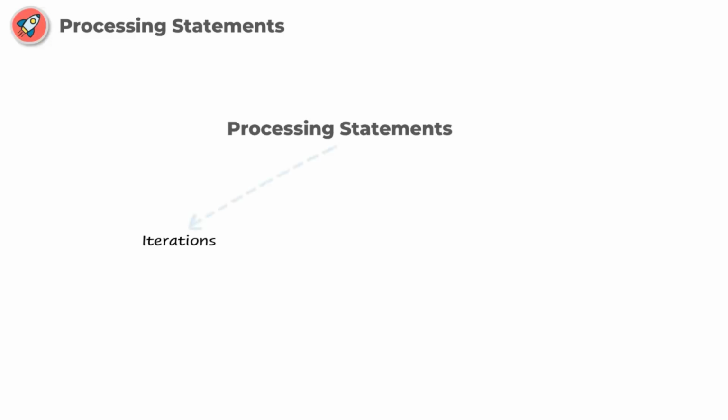Iterations. Iterations are statements that help in repeating a certain set of statements multiple times. Conditional statements. Now, conditional statements help the system in decision making, like if the marks of a student are more than X, then the student qualifies, otherwise not. And operators and expressions help us in executing certain operations. We will see that in detail in a while. Let's have a detailed look at each one.